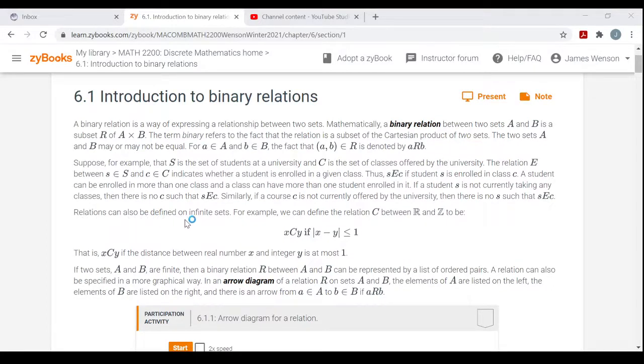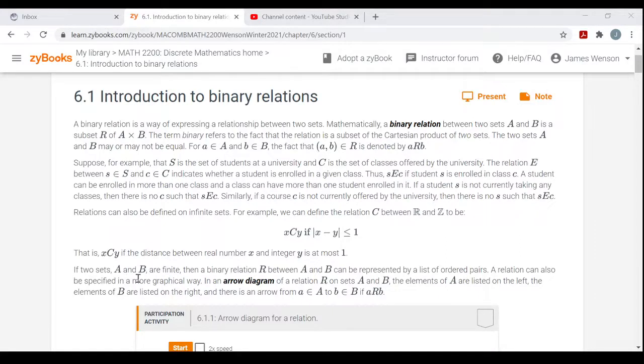Relations can also be defined on infinite sets. For example, we can define a relation called C between the real numbers and the integers to be the following. x is related to y, xCy, if the absolute value of x minus y is less than or equal to 1. Thus, xCy if the distance between real number x and integer y is at most 1.